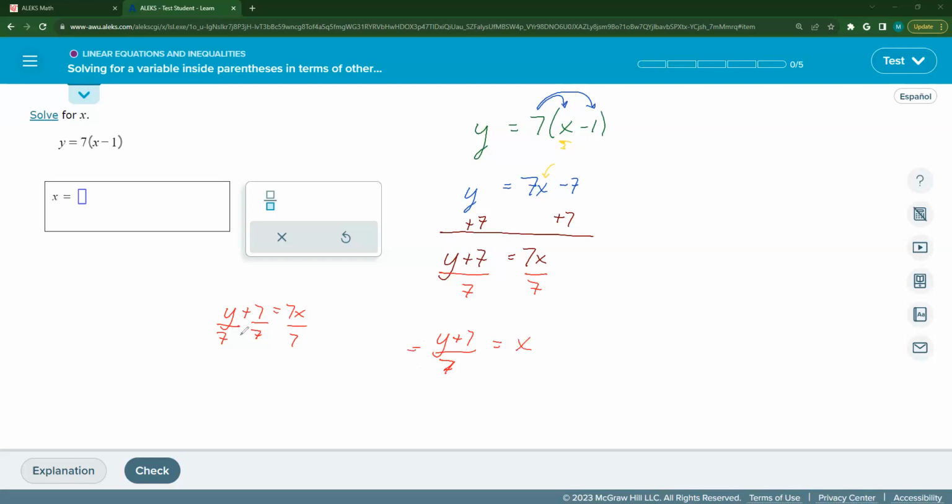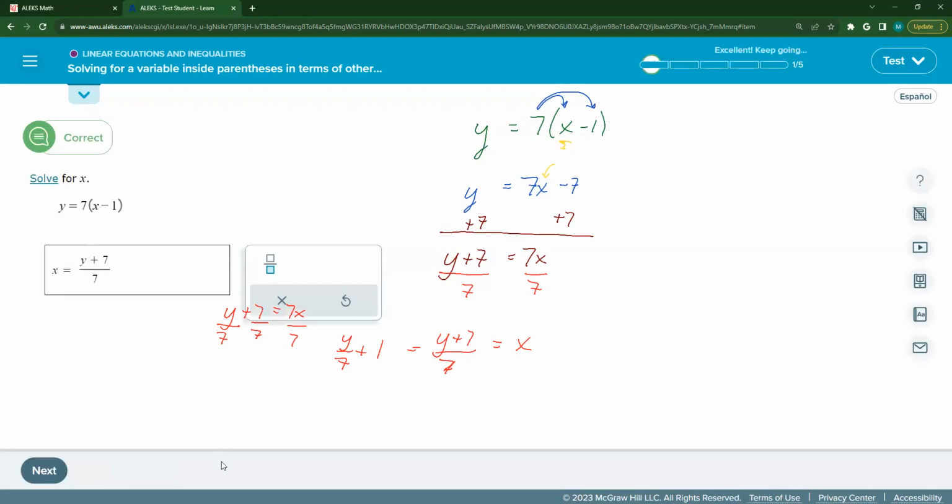It could also be, if I took this one, y over 7 plus 1, because 7 over 7 is 1. So either one of these two will be acceptable. Alex should be happy with both of them. So we are going to put in just that first one, y plus 7 all over 7. Just remember, everything has to be divided, so I can't just get rid of the 7 over 7. Check that answer.